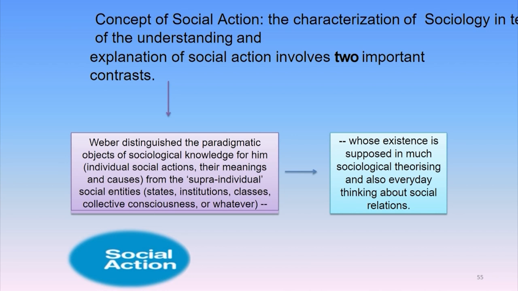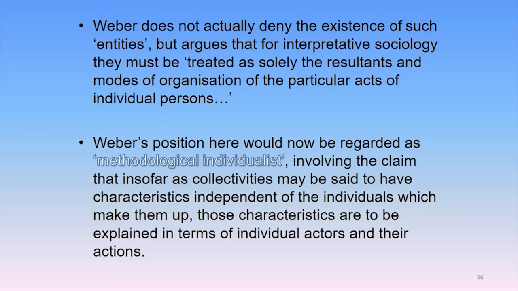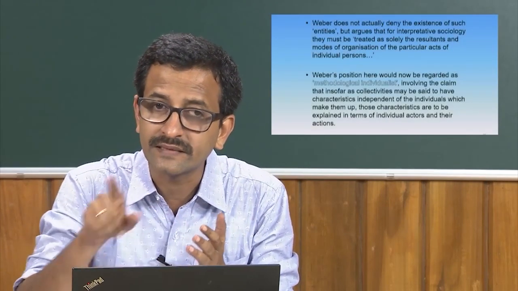Now, those individual social actions, their meanings and causes. And what are those supra-individual social entities? For Weber, states, institutions, classes, collective consciousnesses and so on, whose existence is supposed in much sociological theory and also everyday thinking about social relations. Okay? And Weber in fact takes a methodological individualist position.